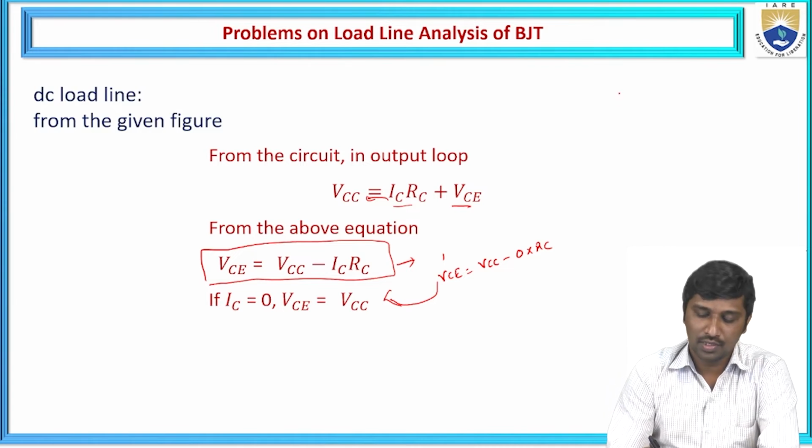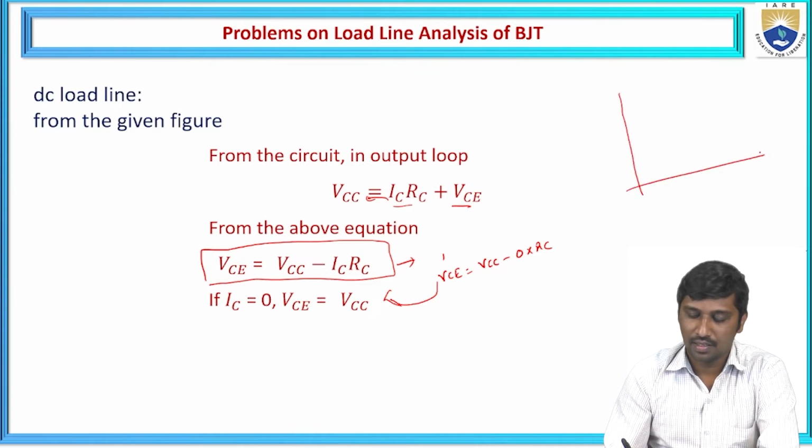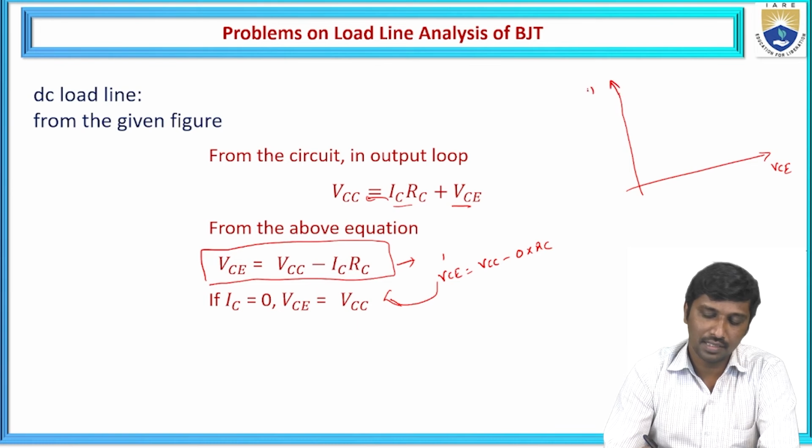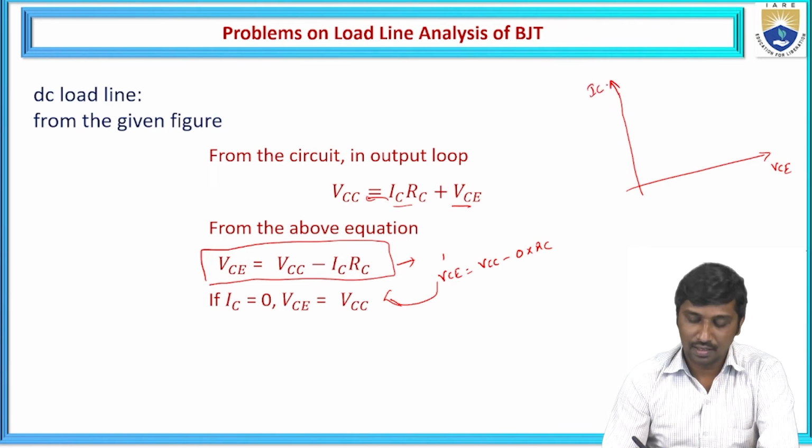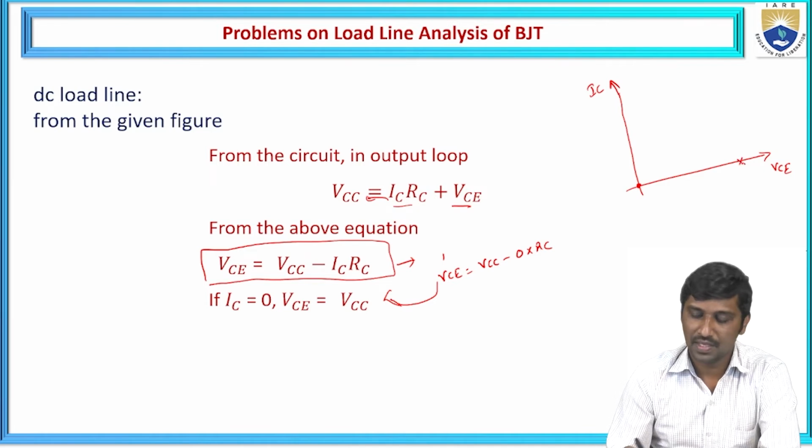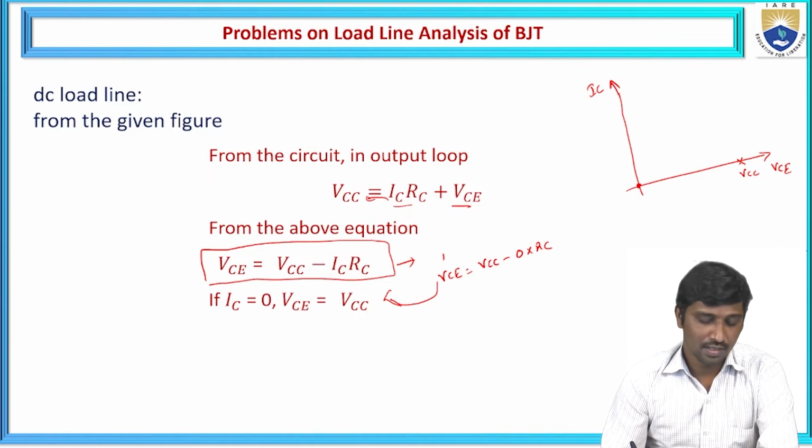If you want to draw this characteristic, the x-axis is represented as VCE and the y-axis is represented as IC. When the current is 0, VCE is equal to the VCC parameter. So let us say this is VCE equal to VCC.